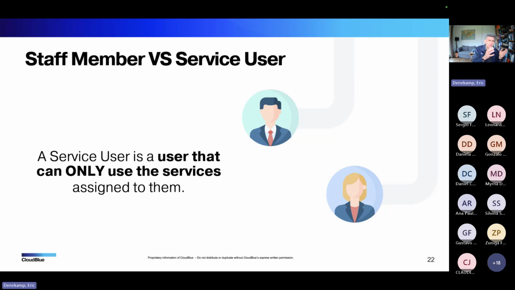That's the difference between the two user types that we have. Service users are only relevant for the operations part. The billing part, we don't care. We only care about how many licenses an account has, not who is using them. So if you want to troubleshoot a service user, you have to be in operations.